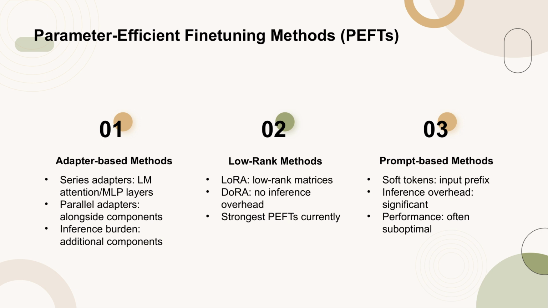These are considered the strongest PEFTs currently. Prompt-based methods add randomly initialized soft tokens to the input and train their embeddings while keeping the LM weights frozen. These methods are often far from optimal compared to other PEFTs and come at the cost of significant inference overhead.